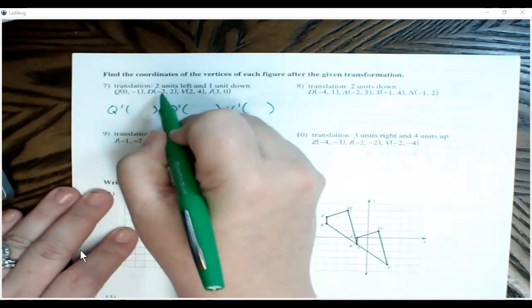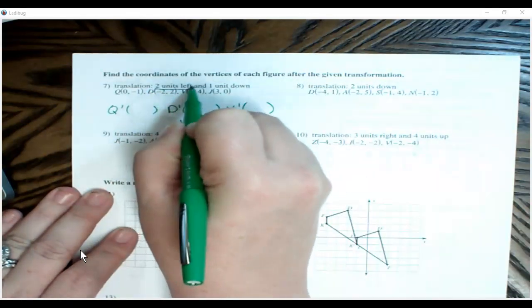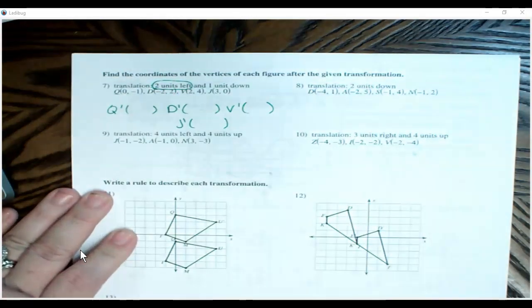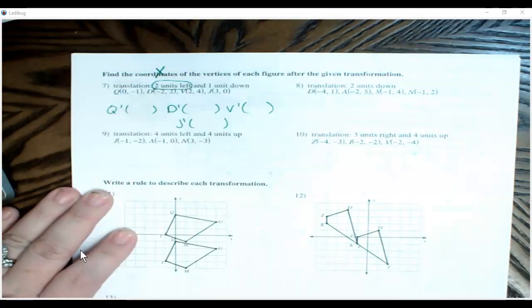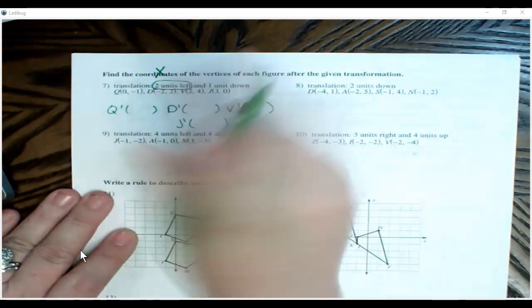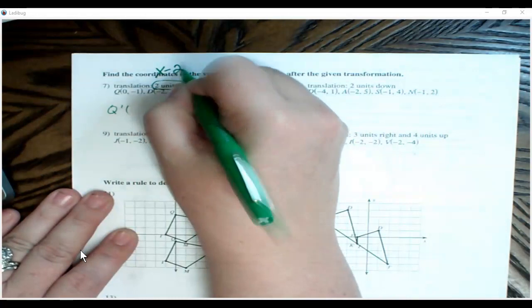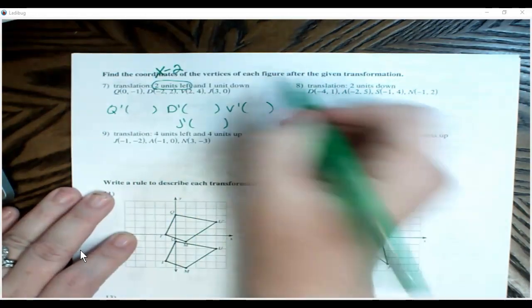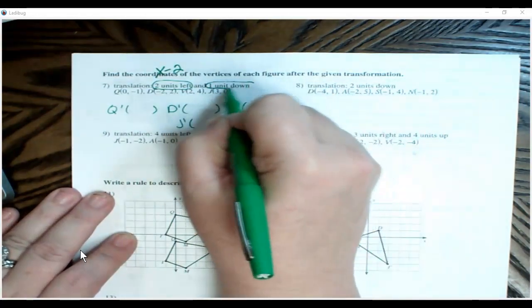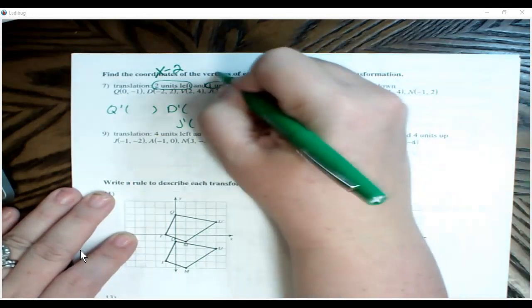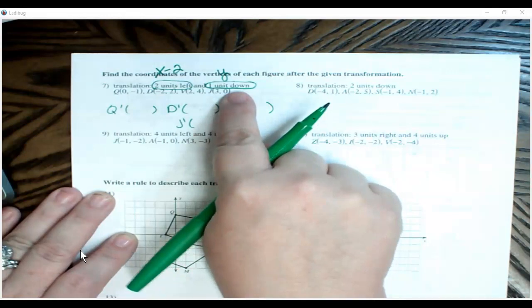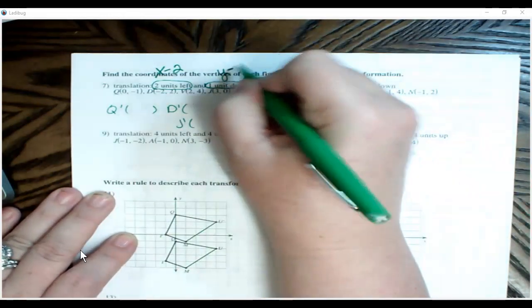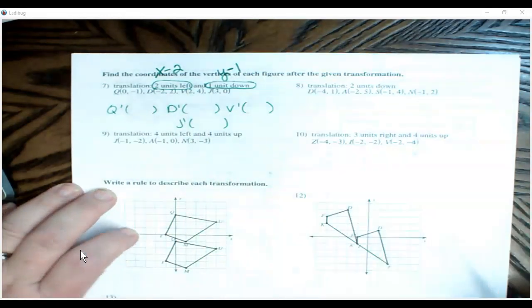First of all, 2 units to the left. Because it's going left, remember left and right are x directions. So that's going to be an x direction. And 2 units left means that I am going to be subtracting 2. 1 unit down, up and down is a y direction. And because it's 1 unit down, down is subtracting because I'm going towards the negative. So it's y minus 1.